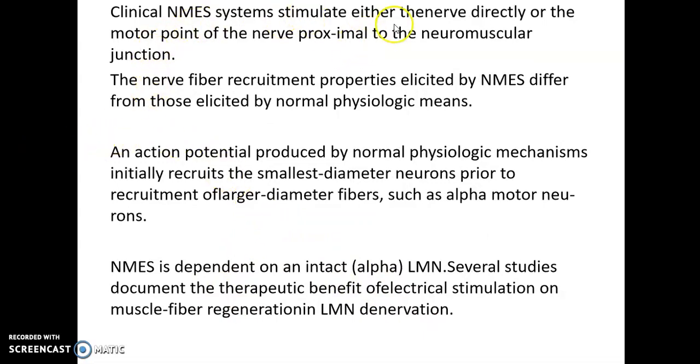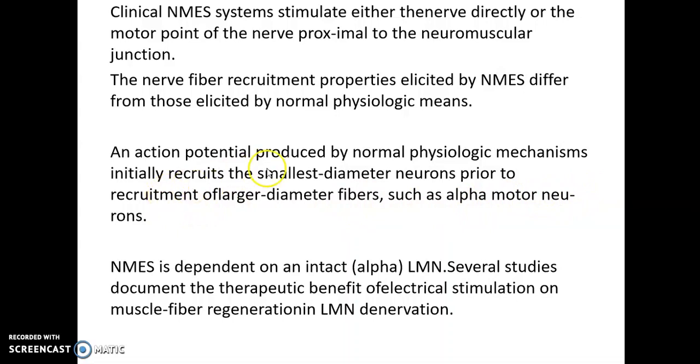Clinical NMES systems stimulate either the nerve directly or the motor point of the nerve proximal to the neuromuscular junction. So NMES can stimulate the nerve as well as the nerve proximal to the neuromuscular junction. The nerve fiber recruitment properties elicited by NMES differ from those elicited by normal physiologic means. An action potential produced by normal physiological mechanisms initially recruits the smallest diameter neurons prior to recruitment of the larger diameter fibers such as alpha motor neurons.